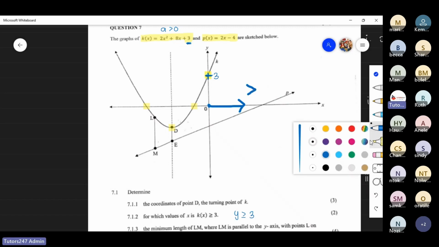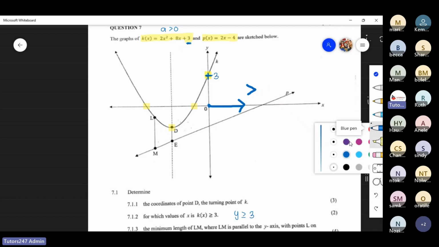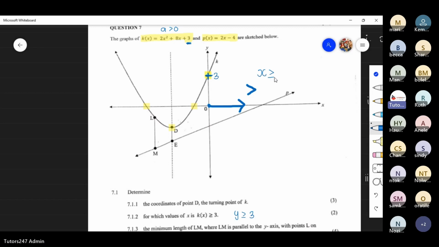So that's only the first part. We've not yet completed the question. That's only the right side. So our answer to the right side is going to be x greater than or equal to 0. So for all the values of x greater than or equal to 0, our function k of x is going to be greater than or equal to 3, which means that as we go to the right-hand side of 0, meaning 0, 1, 2, 3, 4, 5 until infinity, all our values of y are going to be 3 and up, meaning 3, 4, 5 until positive infinity.